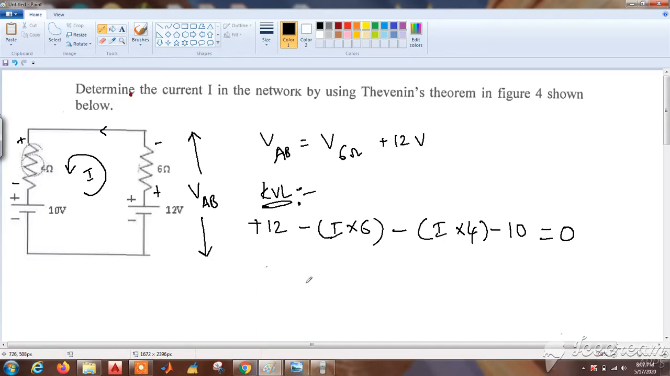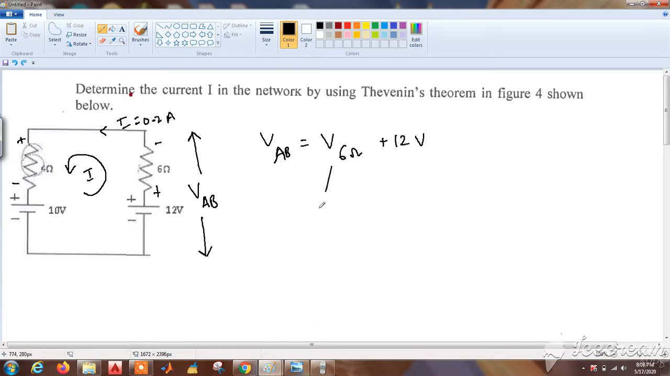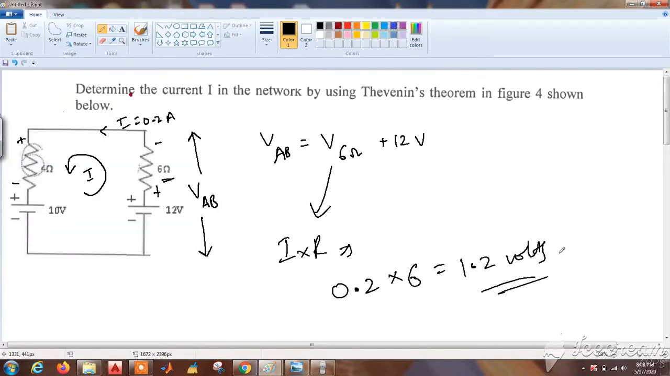So now let's solve for the current I. On solving, we are getting I is equal to 0.2 amperes. So the current I is 0.2 amperes is flowing in this circuit. And please also note that as this is a series circuit and only one loop, only one current will flow. Now the voltage across 6 ohms resistance is I into R, that is I we found out to be 0.2 amperes into what is R?